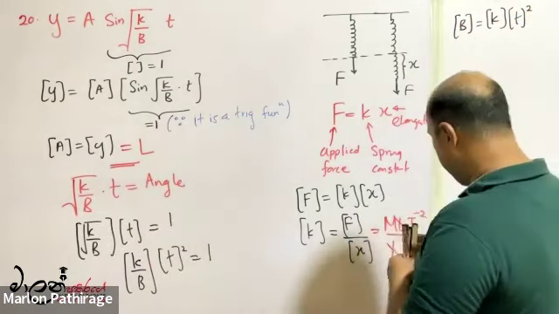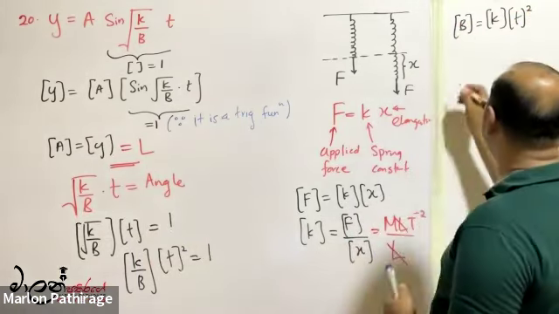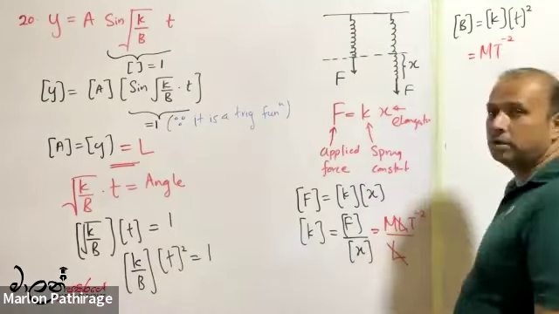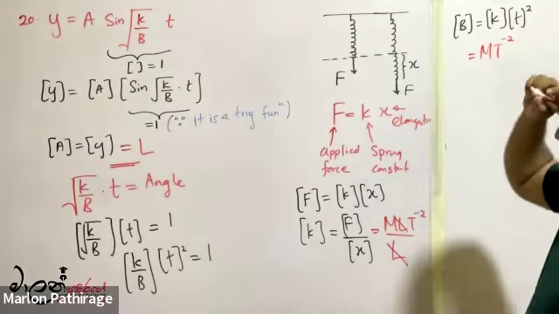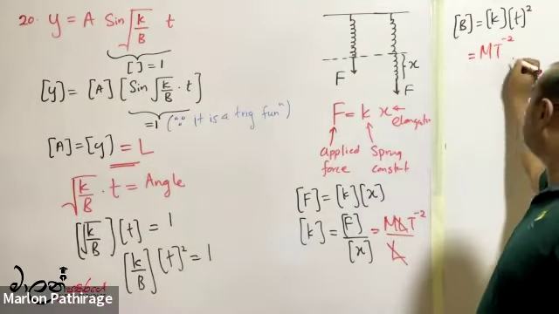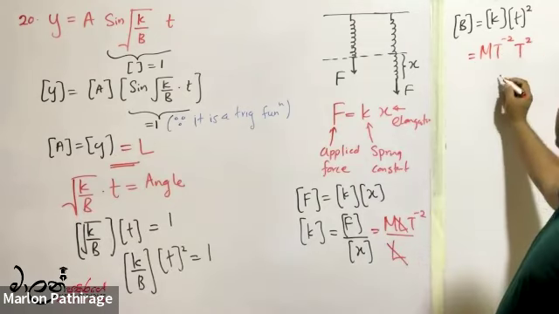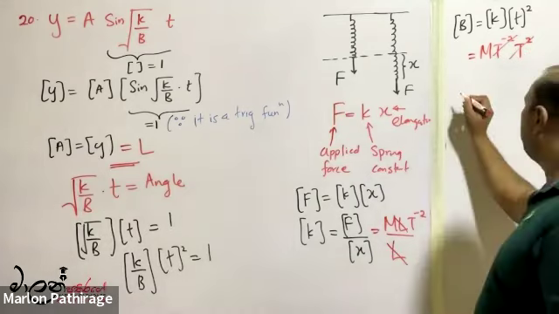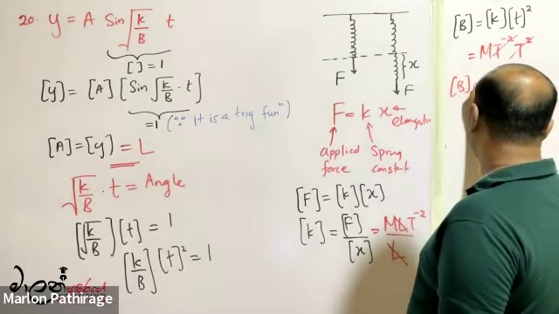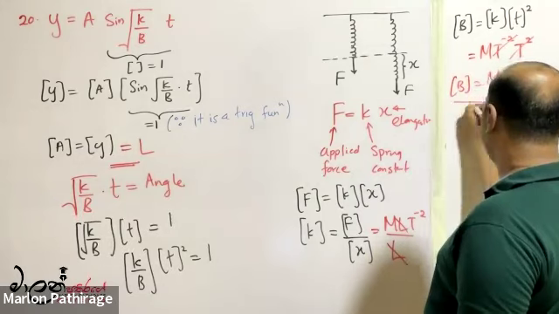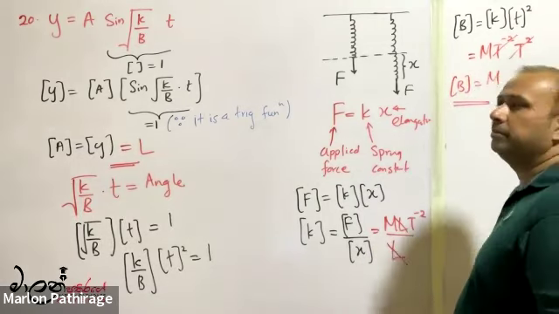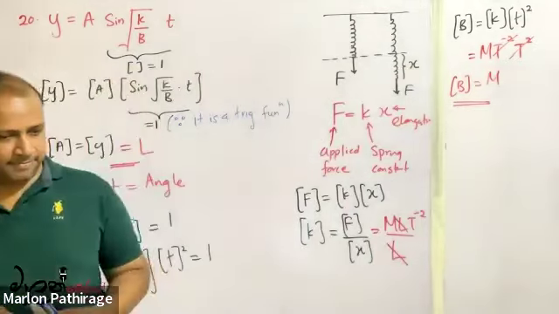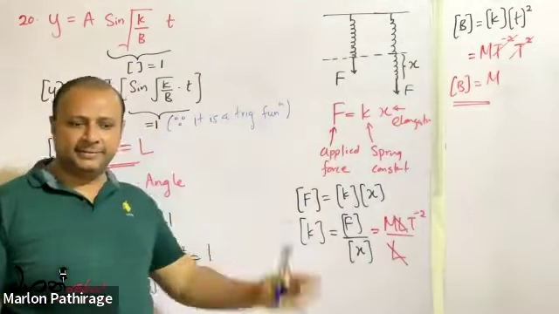Dimension of K means M T minus 2. Then dimension of t squared means T squared. Therefore, T minus 2 and T plus 2 will be cancelled out. Therefore, dimension of B is equal to M. Dimension of B is equal to M. Is that clear?